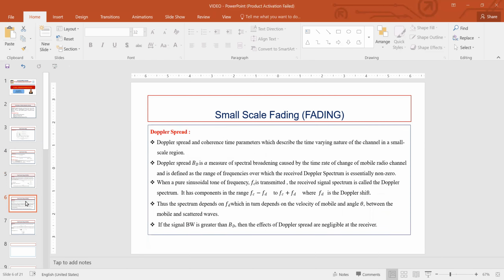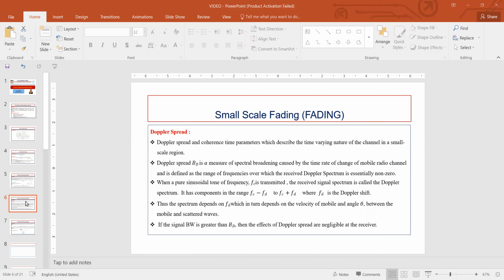Doppler spread and the coherence time are the two parameters which describe the time varying nature of the channel in a small scale region. So Doppler spread is related to your Doppler shift. It is the range of frequencies over which the Doppler spectrum is non-zero, and it is related to the Doppler shift as fc minus fd and fc plus fd. So the Doppler shift can be either positive or negative depending on the motion of the user towards the base station or away from the base station.